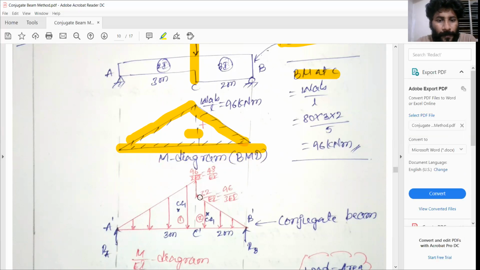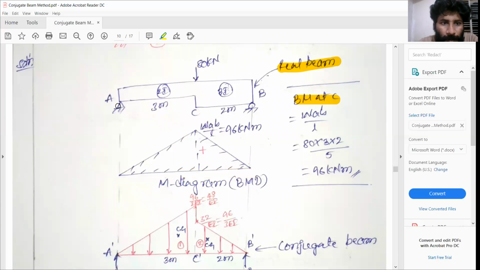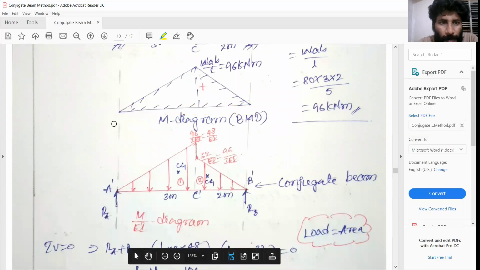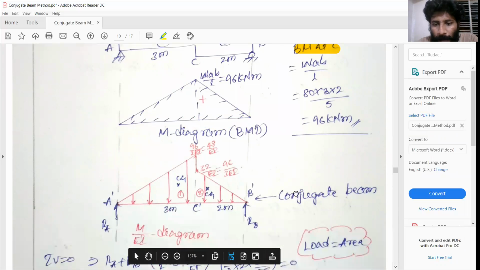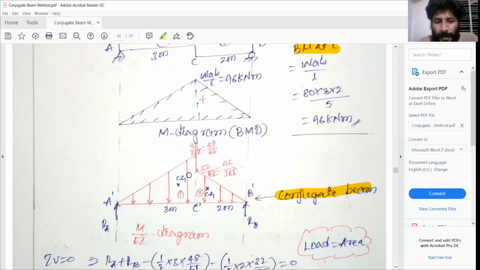Before calculating the M by EI diagram, we have to write the conjugate beam. So this is the real beam, and for that, the conjugate beam is this one. Simple supports, or simple supports, are pinned only. Roller will be roller only in the conjugate beam. So the simply supported beam will be the same in both the real and conjugate beam. Conjugate beam is an imaginary beam.